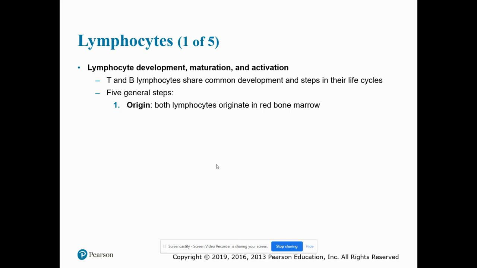All right. Now we move on to talking about lymphocytes. And so we're going to talk about lymphocyte development, maturation, and activation. And there are going to be 5 general steps. And these are shared. They're common development steps in the life cycles of both T and B lymphocytes. So the first step is going to be origin, and this is simply that both B and T cells originate in red bone marrow.